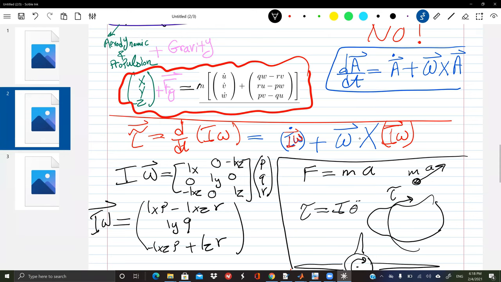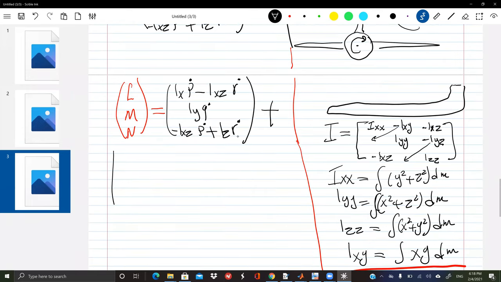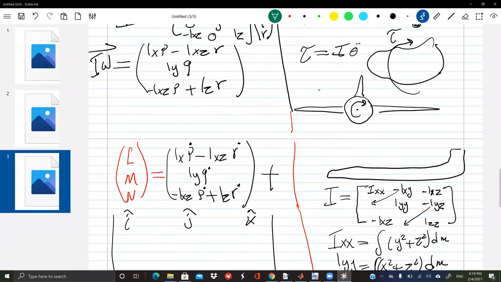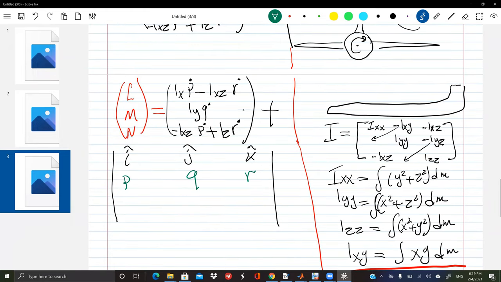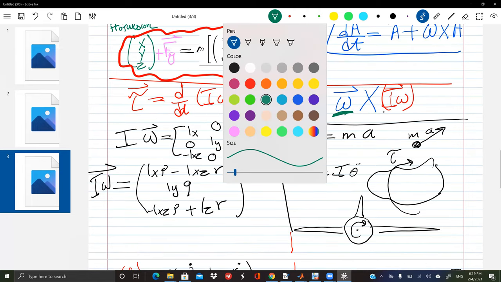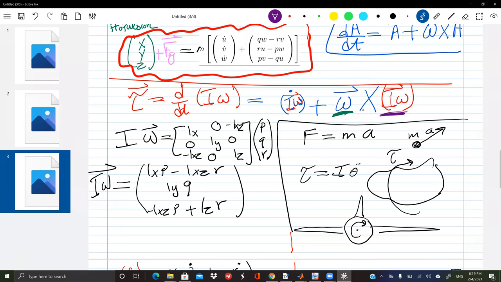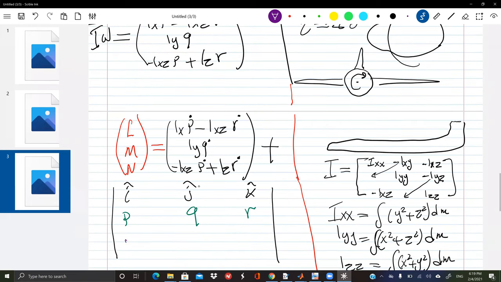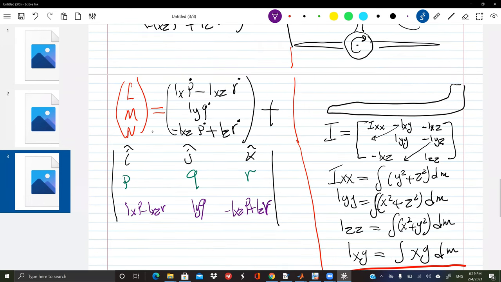Here's the second. What's the second? It's omega cross I omega. The cross product, I do it by determinant. The first row of the determinant is I, J, and K. The second row is the components of the first vector, omega. What are the components of omega? Simply P, Q, R. And then the third is the components of the second vector, I omega. So it's IXP minus IXZ R, it's IYQ, and so on, P plus IZ R. Do the determinant at your own pace, and add them together.